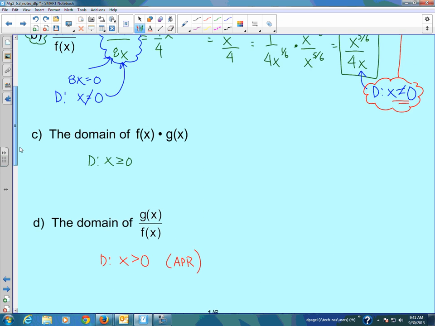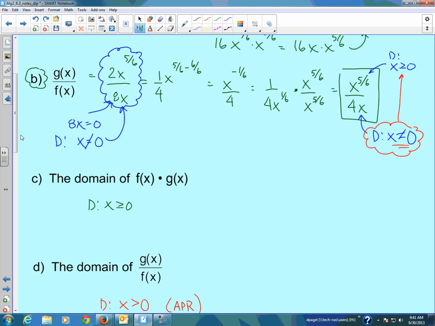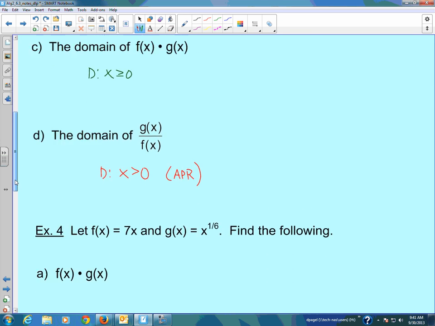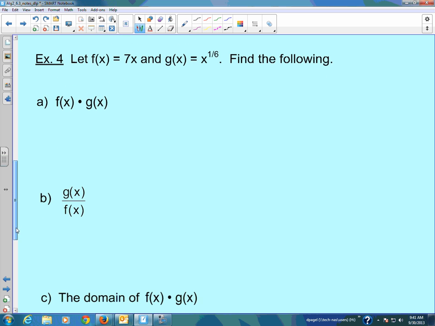All right, so there's a good example of taking a look at our original function domain values, seeing how they play out, and then looking at the result that we get. Let's try this next set here.